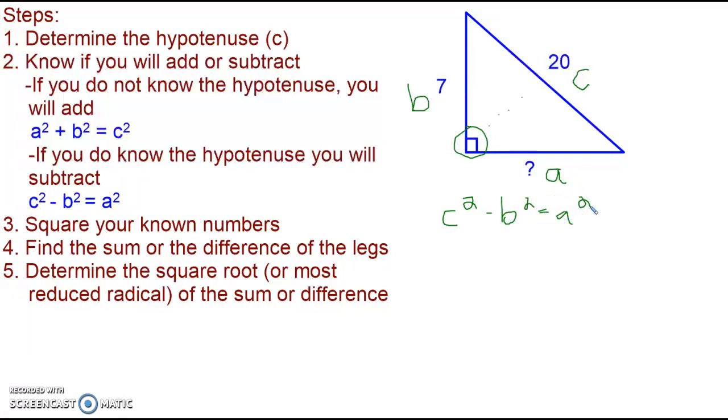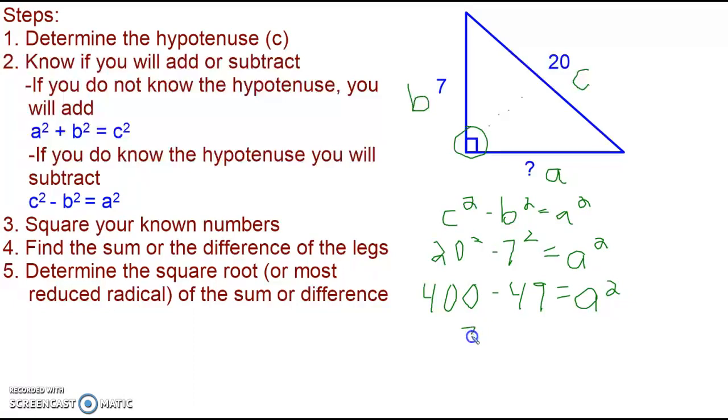Now we're going to plug in our values for C and B. C, which is our hypotenuse, is 20, so we're going to have 20 squared minus B, which is our other leg, 7 squared, is equal to A squared. So now we need to square those values. We have 20 squared, which is 400, minus 7 squared, which is 49, and that's going to be equal to A squared. So now we need to find the difference of 400 and 49. That means that we're subtracting. We get 351 is equal to A squared.